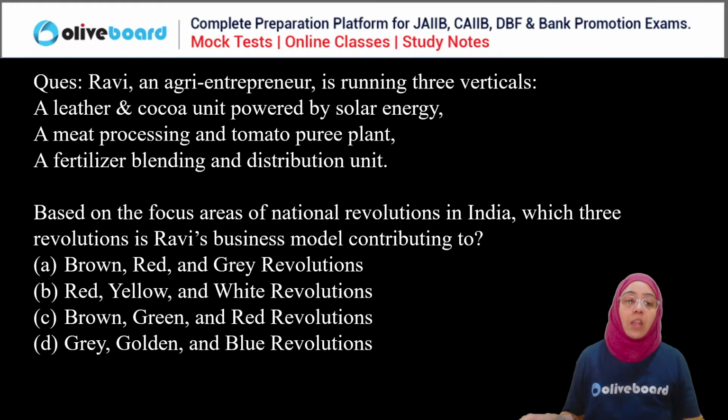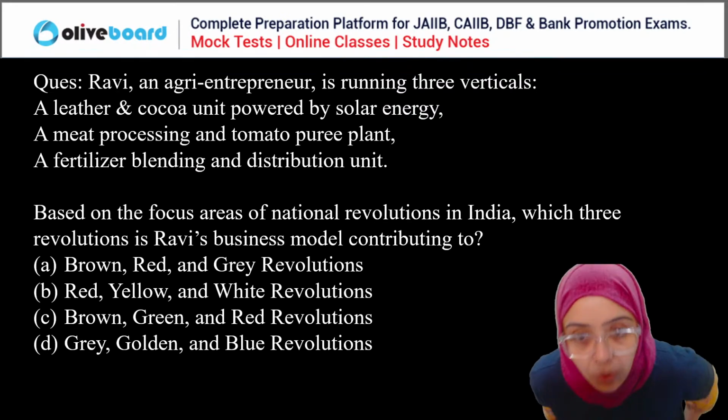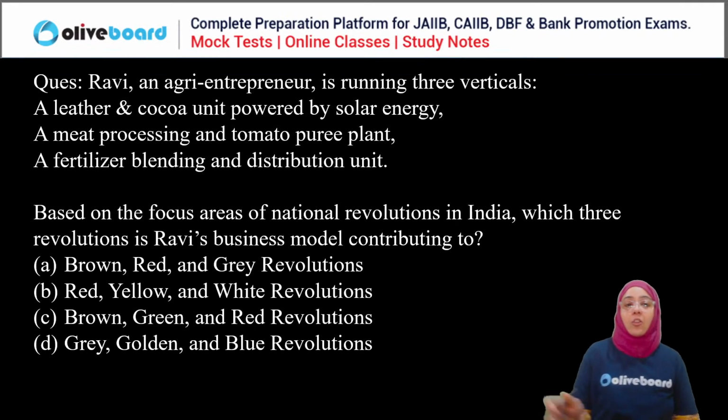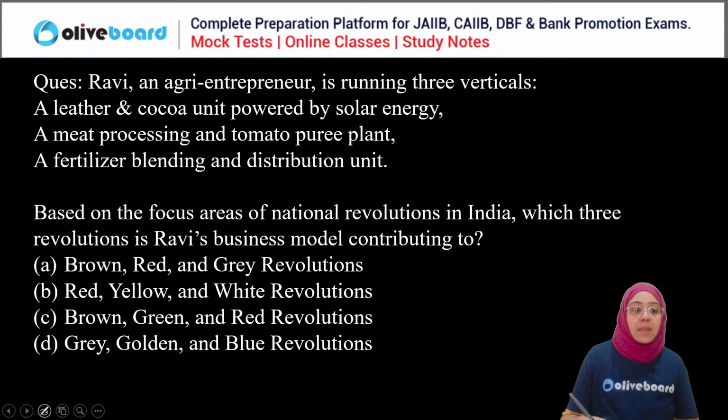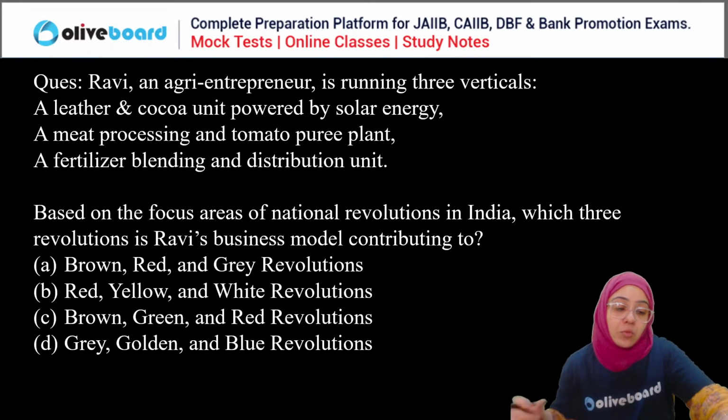Ravi is an agriculture entrepreneur running three verticals: a leather and cocoa unit powered by solar energy, a meat processing and tomato puree plant, and a fertilizer blending and distribution unit. Based on the focus area of the national revolutions in India, which three revolutions is Ravi's business model contributing to?